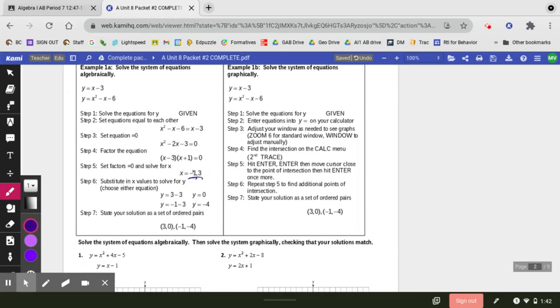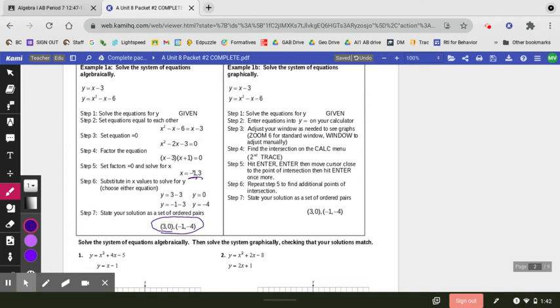I then need to find both y's. So I choose one of my original equations. I substitute both x values into the y's, and I find my 2 points. I must list the solution as an ordered pair.